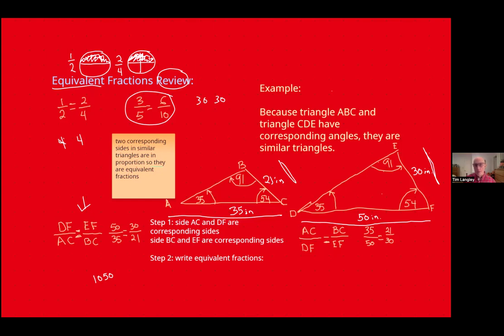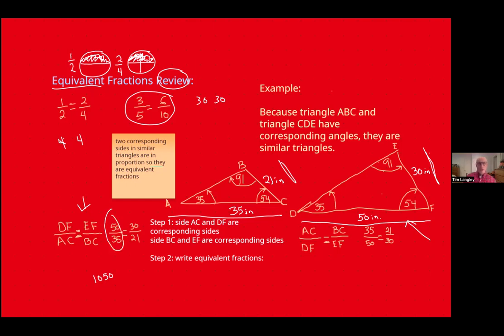That's 50 inches. That corresponds with 35 in the other one. So it's 50 over 35 here on the far left. That's a fraction. They correspond. And then I've got 30, which is this one, EF, corresponds with 21, which is BC.